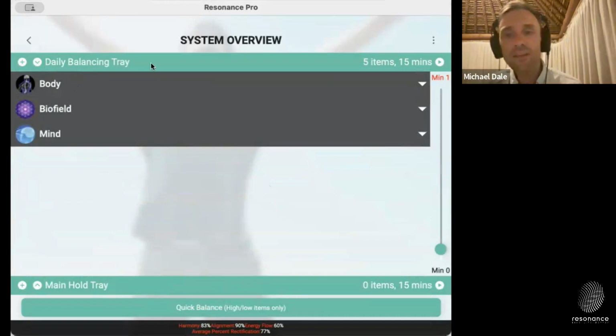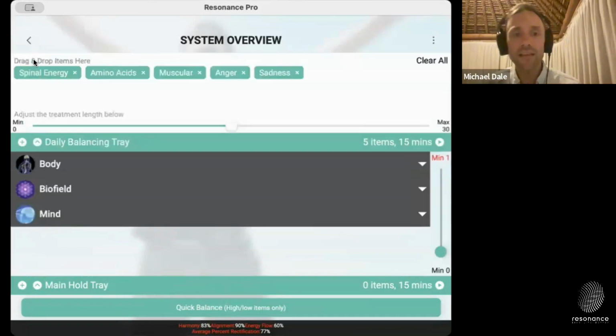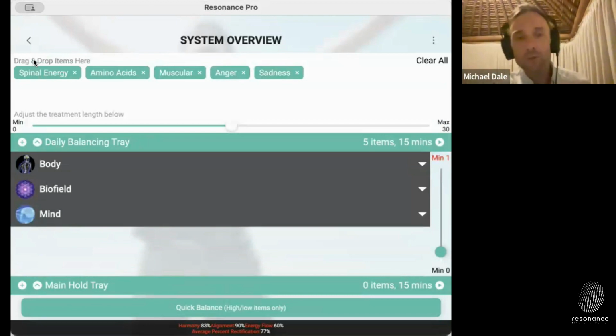So now you can see that I've added 5 items to the daily balancing tray. I've got spinal energy, I've got amino acids, I've got the muscular, I've got anger, I've got sadness, and I'm ready to do my daily balancing. As you can see, there's a separate timer for daily balancing. So I'm just going to reduce that timer down to a few minutes.